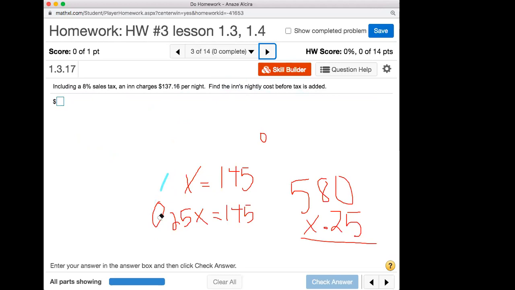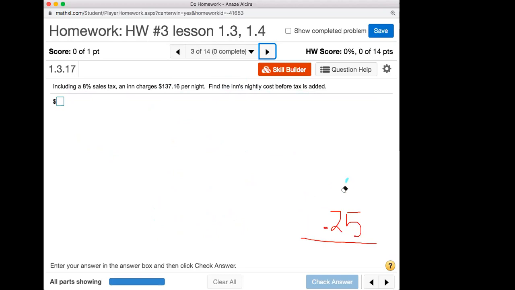All right, guys. So on this one right here, we've got: including an 8% sales tax on an inn's charges, $137.16 per night. Find the inn's nightly cost. Once again, guys, ask the question: is the answer I'm looking for going to be greater than or less than the 137.16? In other words, does sales tax increase the price of an item, or does it decrease the price of an item? That's how you approach it. So is the answer going to be greater than or less than the 137?